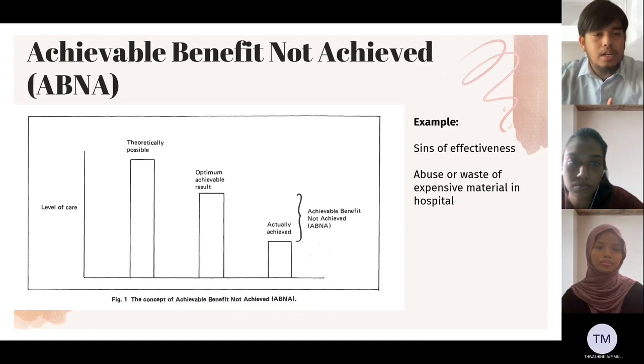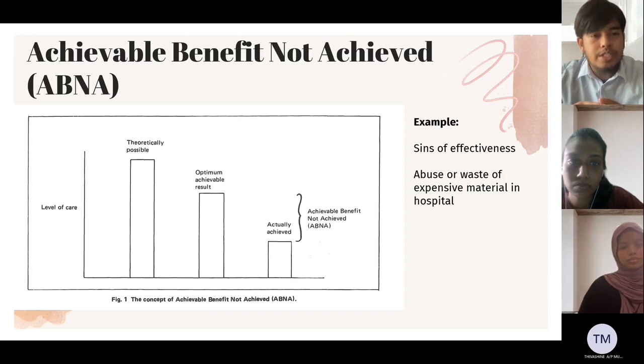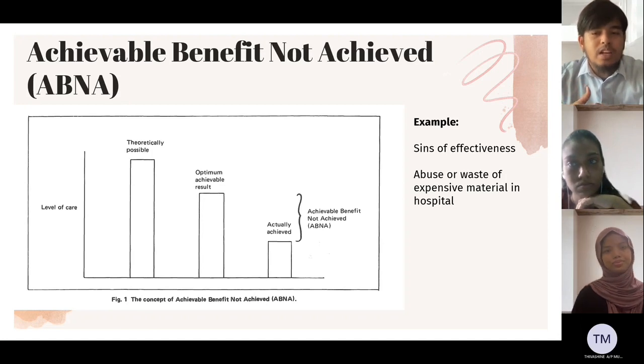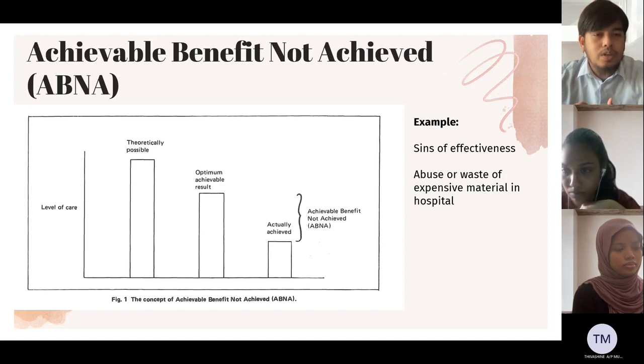There is example which is the three component, which is the sins of omission, sins of commission, and the last one is the sins of effectiveness. So I will give the example for sins of effectiveness, which is the abuse or waste of expensive material in hospital, such as beds, or the drugs, expensive drugs, or unused, uninvestigated procedures. So it can actually lead to the value of the achievable benefit not achieved. So that's one of the examples why ABNA is increasing.